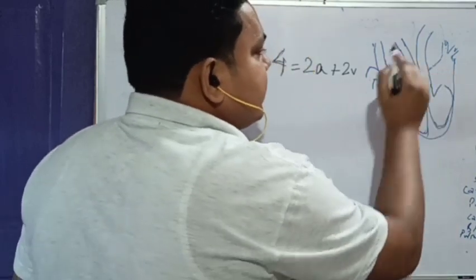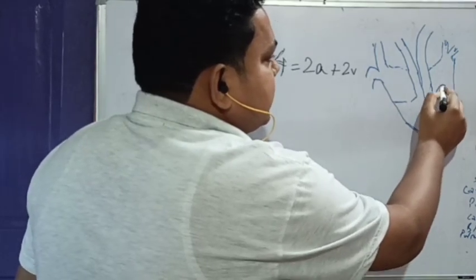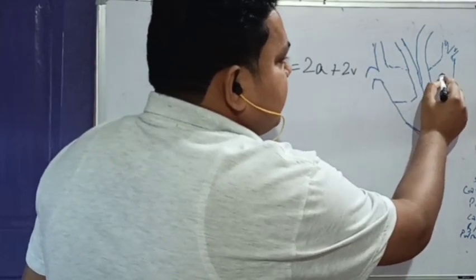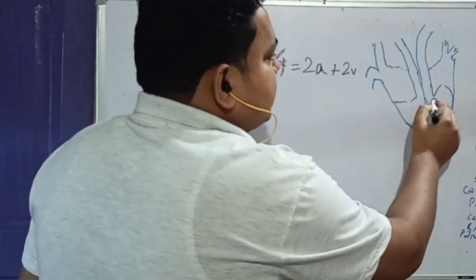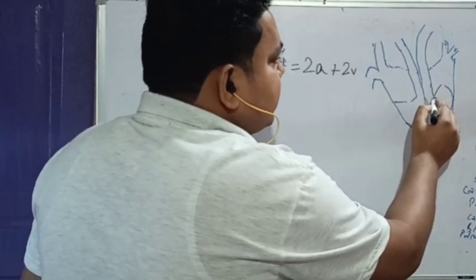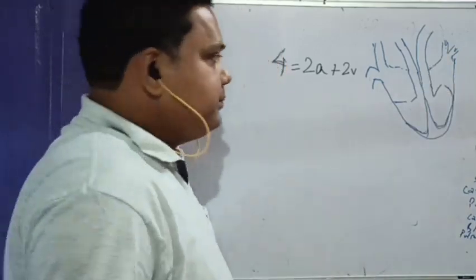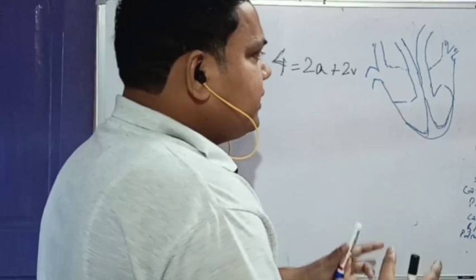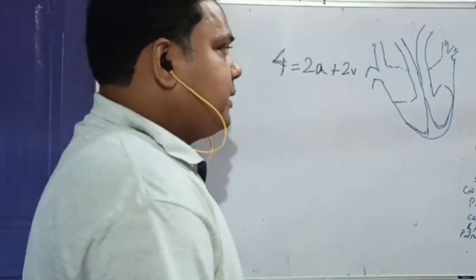It comes to the left atrium, then through the left atrium it goes to the left ventricle, and from the left ventricle, through the aorta, it is pumped to the whole of the body. So oxygenated blood is pumped to the whole of the body through the aorta.